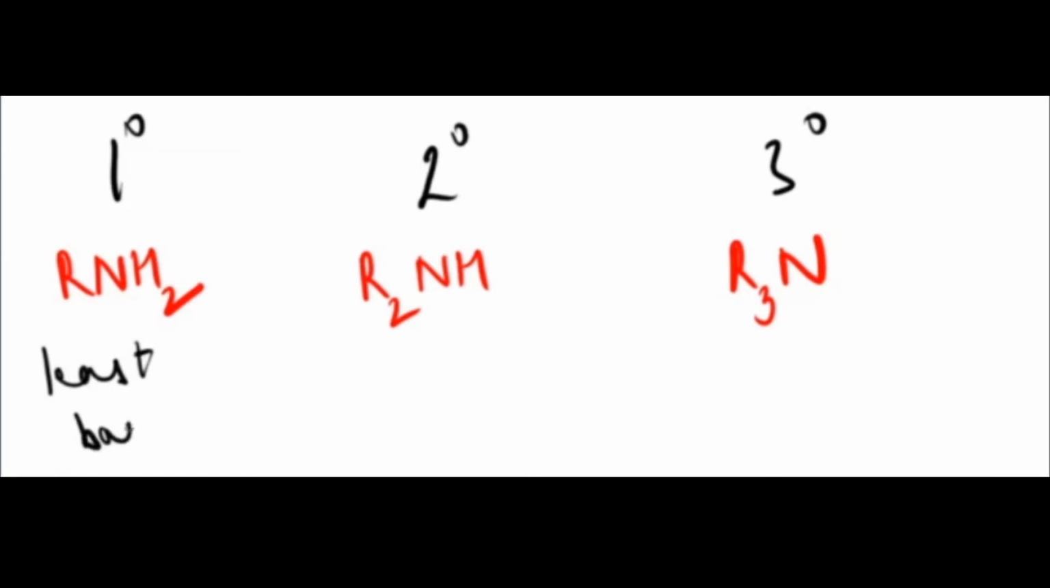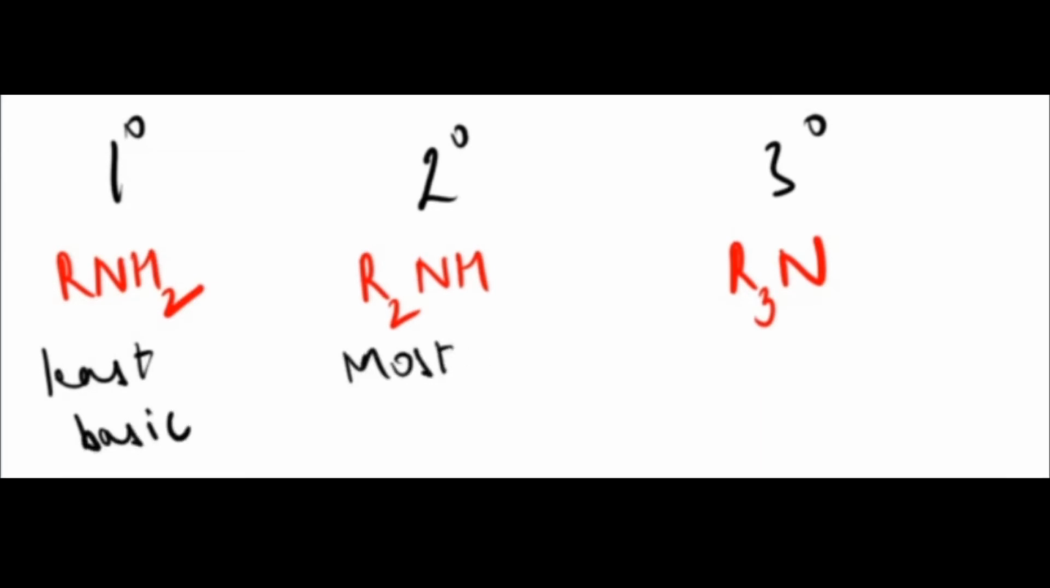Primary is least basic. The secondary is the most basic, and the tertiary is more basic than primary but less basic than secondary. And we're comparing these 3 with ammonia, which is the least basic.